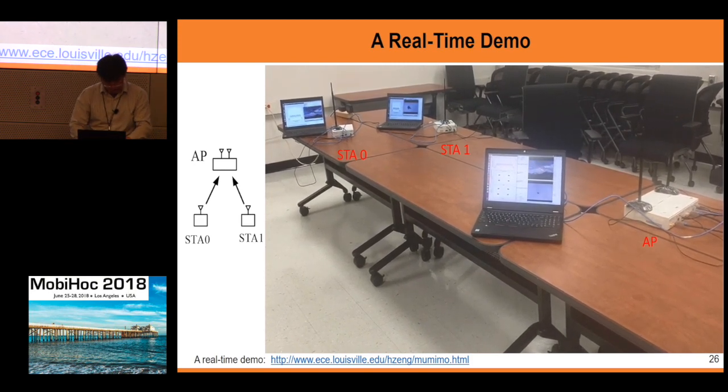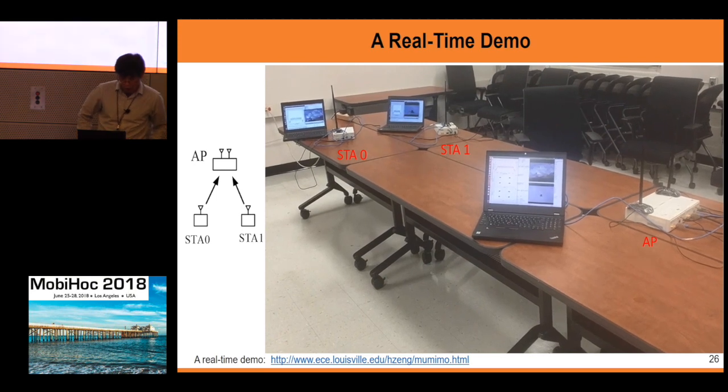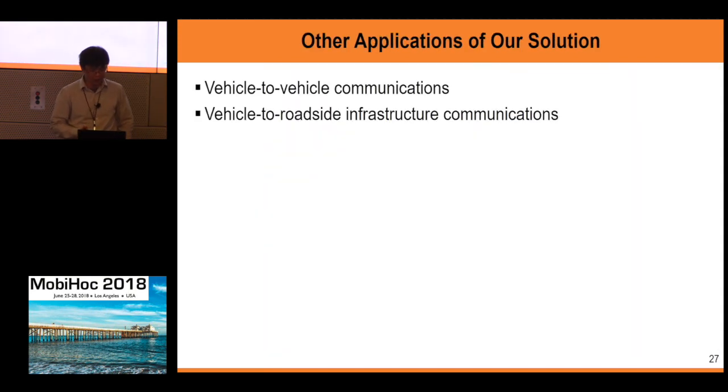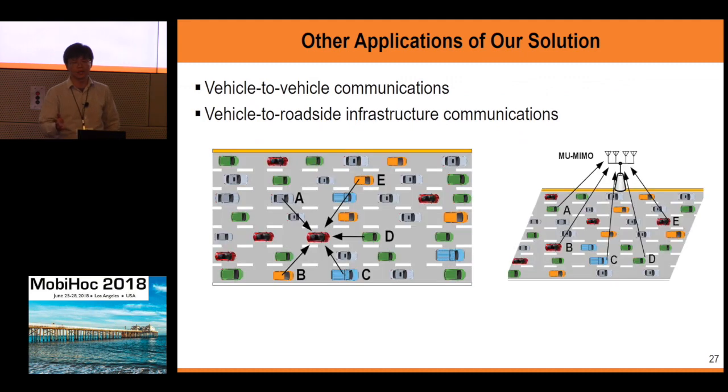Since there are time constraints, let me move on. Our solution has many other applications, like in vehicle-to-vehicle networks. It's very expensive to maintain synchronization among the vehicles, so we can use this solution. Multiple vehicles can broadcast information to other vehicles, and the other vehicles can use this solution to decode that information. Also for vehicle-to-roadside infrastructure communication, we can use this solution.